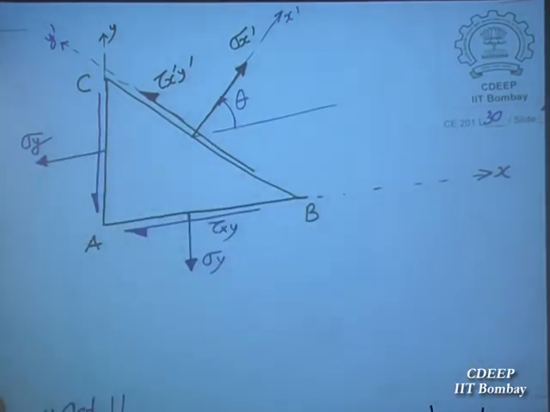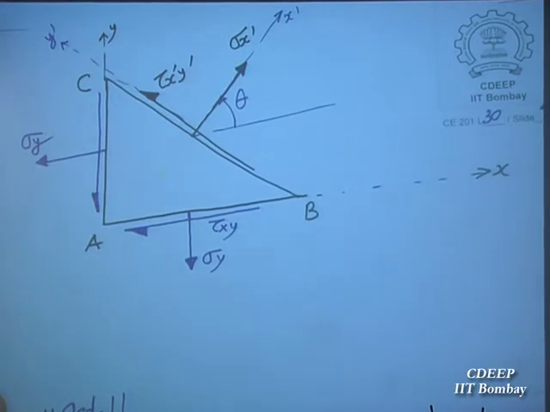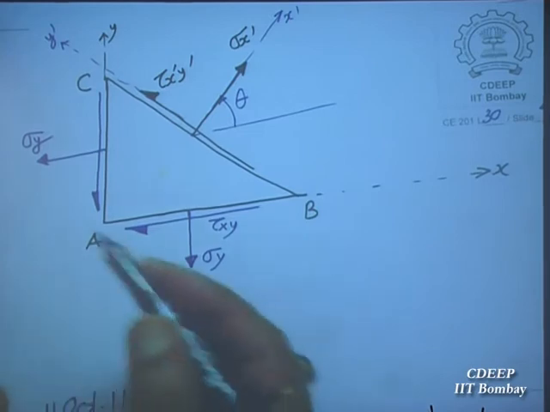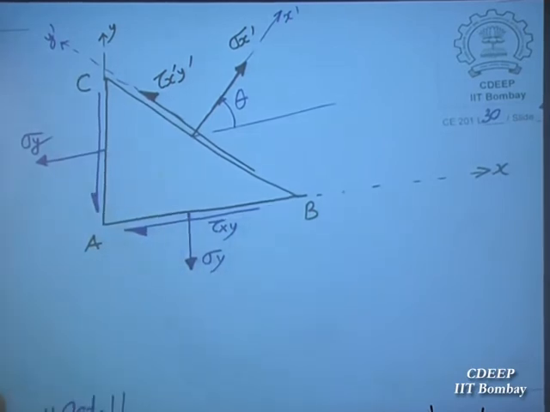See, it has got some width. Now stresses act on an area. So the width perpendicular to the plane of the paper now here, not blackboard.